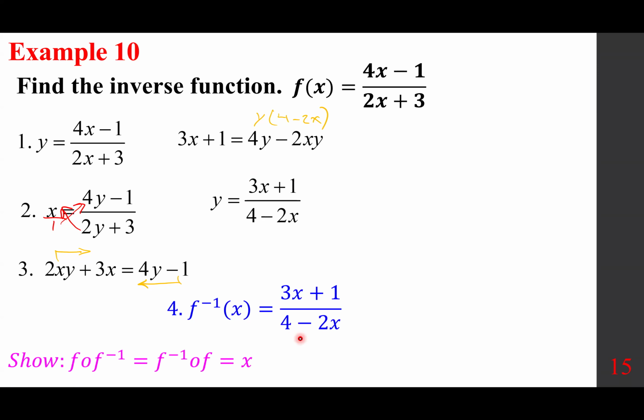Two functions are inverse of each other if their composite function is x. I'm going to quickly show one of them, f of f inverse or f inverse of f makes no difference. Let's go with f of f inverse, which means if I want to look at the composite function of these two, f of f inverse, every x here will be replaced by (3x plus 1) over (4 minus 2x), which is the f inverse.